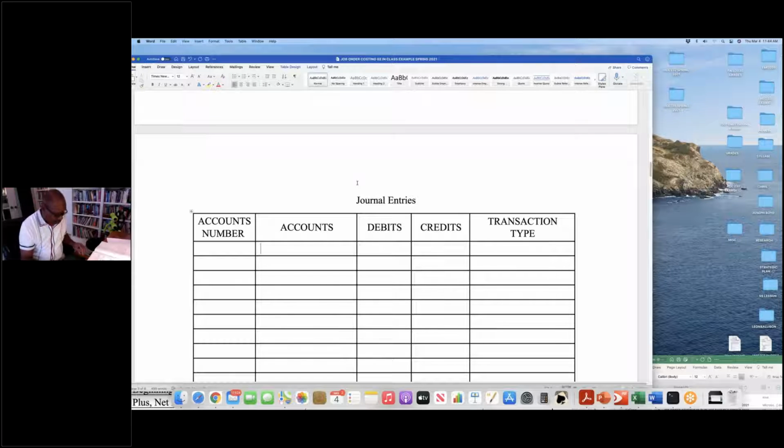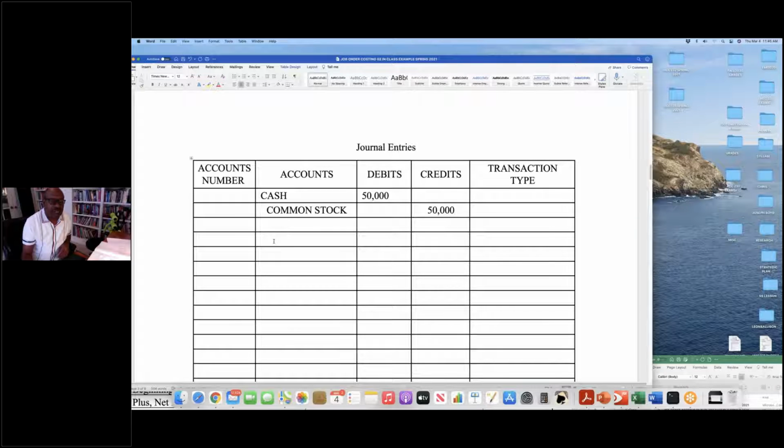Cash and common stock. So we're going to debit cash and credit common stock for 50,000. What's our next entry? It's equipment, I believe. Equipment and notes payable. Equipment 800,000 debit and notes payable credit 800,000.